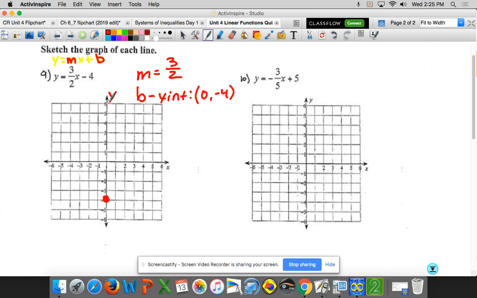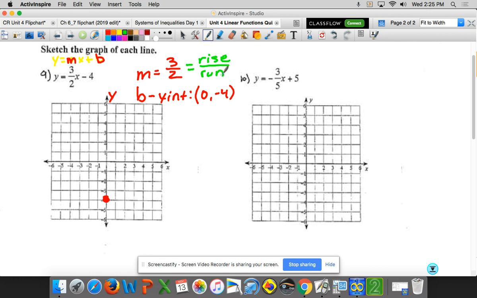And as we just learned from numbers 5 through 8, slope is rise over run. Now, if it's positive on the rise, it's going to be going up. If it's negative, it's going to be going down. When it comes to running, if it's positive, it's going to be going to the right. And if it's negative, it's going to be going to the left.